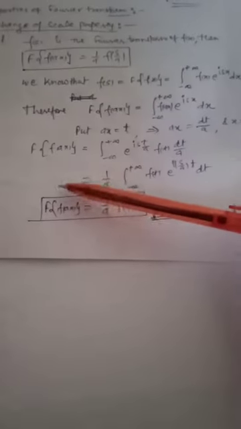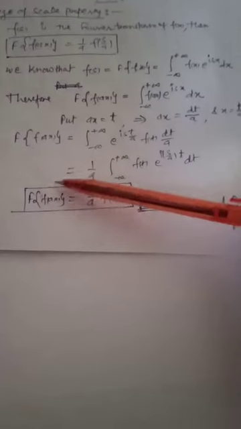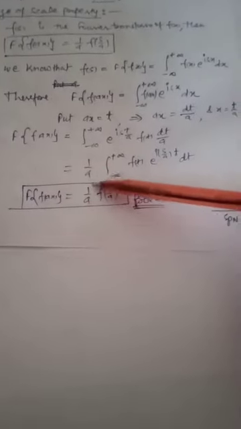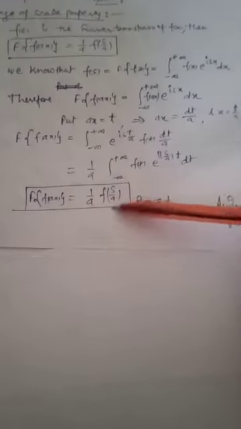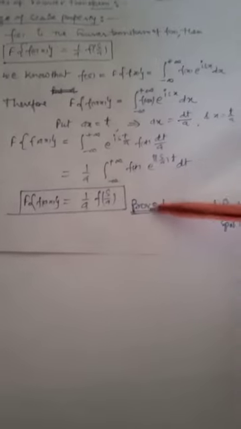So therefore the Fourier transform of f of ax is equal to 1 by a F of s by a. So this is the required expression.